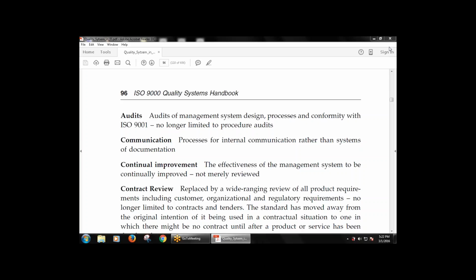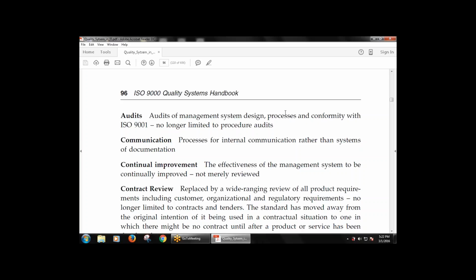The first one is the audit. The audit of the management system design, processes, and conformity with ISO 9001 is no longer limited to procedures. So there is no longer a procedure used for the audits.